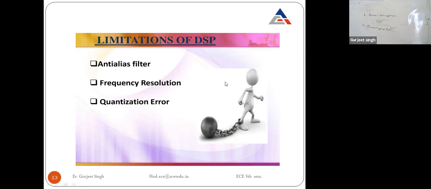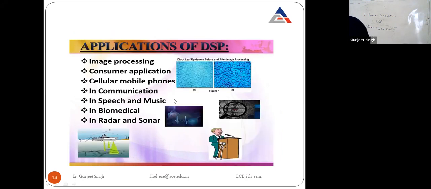What are the elements of DSP? Where are we using the digital signal processor? What are the advantages of DSP? What are the drawbacks of DSP? Next, we have a number of applications of DSP, like image processing.